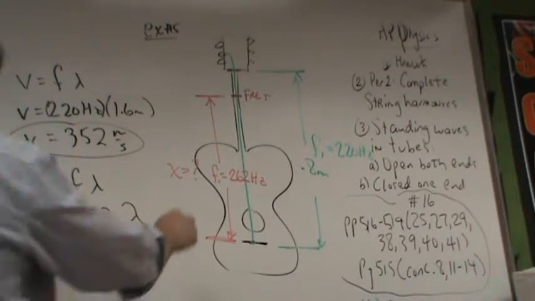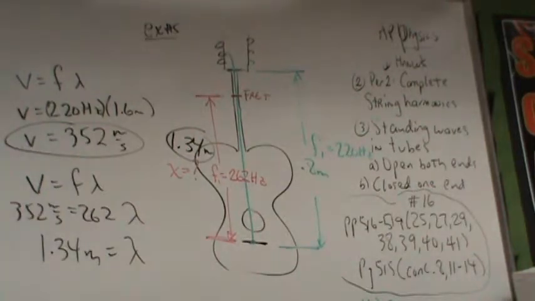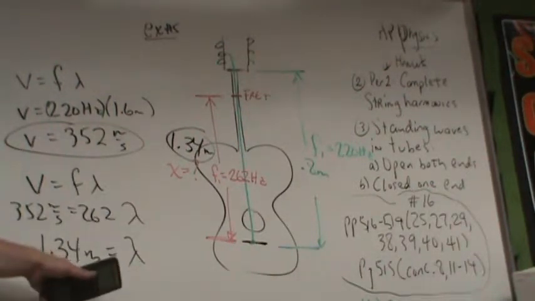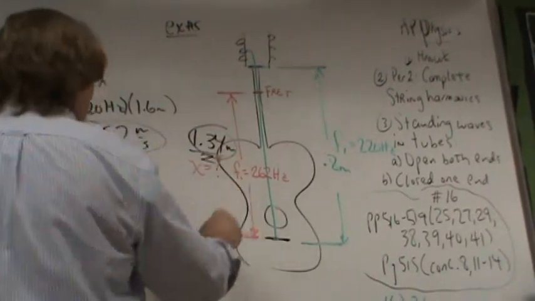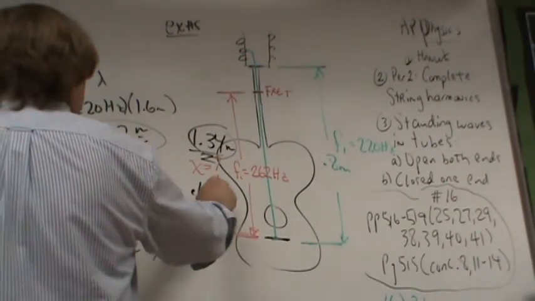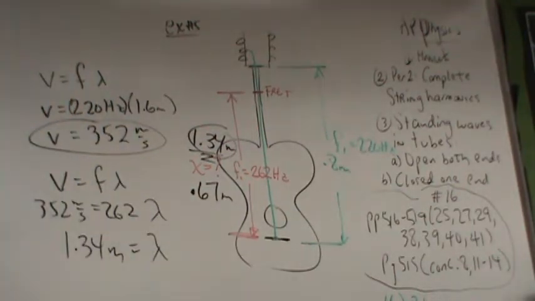Yay, 1.34 meters. That's what this is, correct? Oh, right, you guys, because I just found the wavelength. And remember, whatever the wavelength is, the length of the string is half of that wavelength. So yeah, it's 1.34 over 2. That is 0.67 meters. Yeah, that's the answer, 0.67.